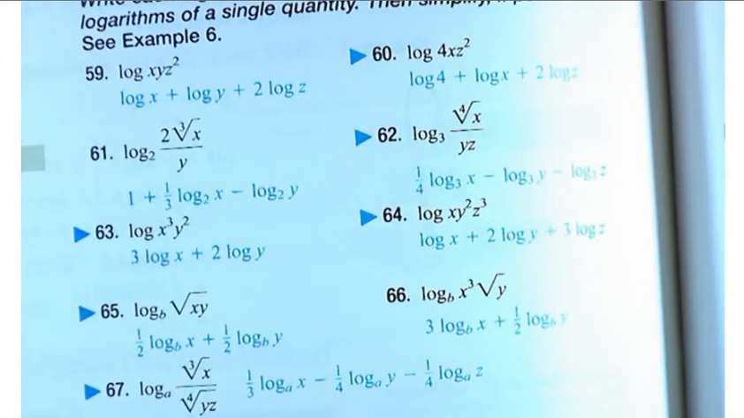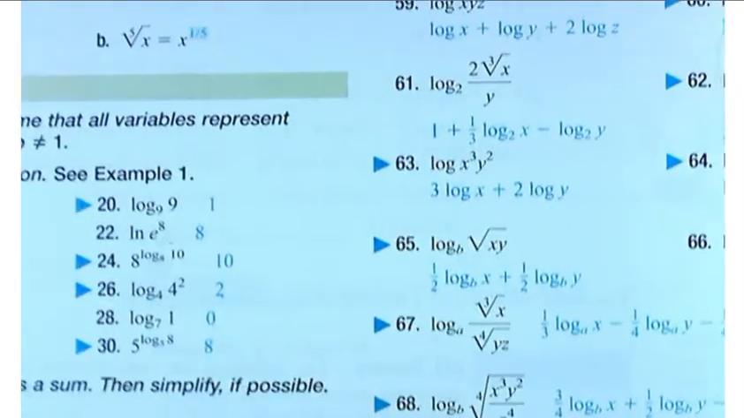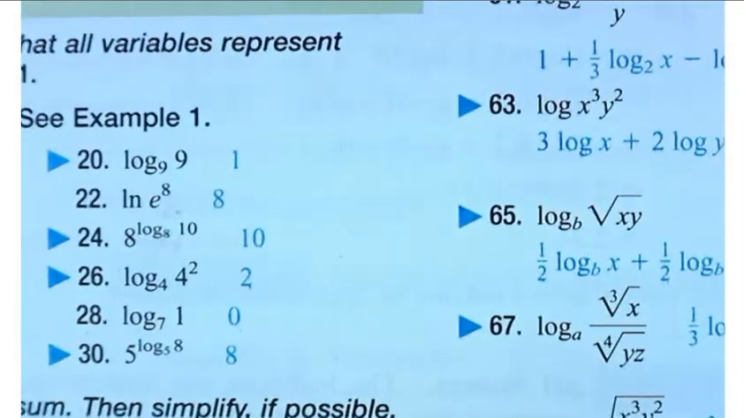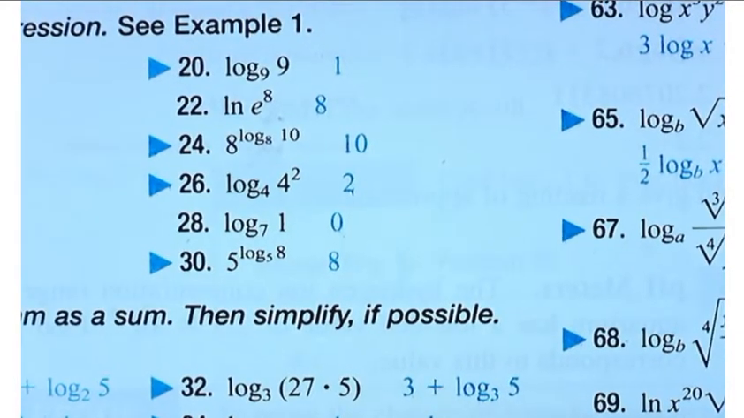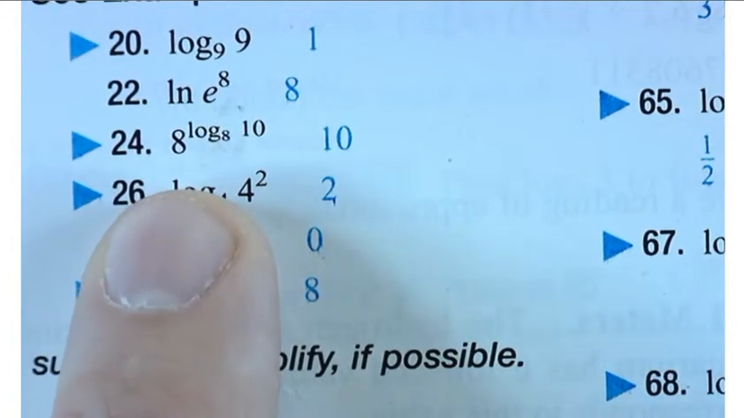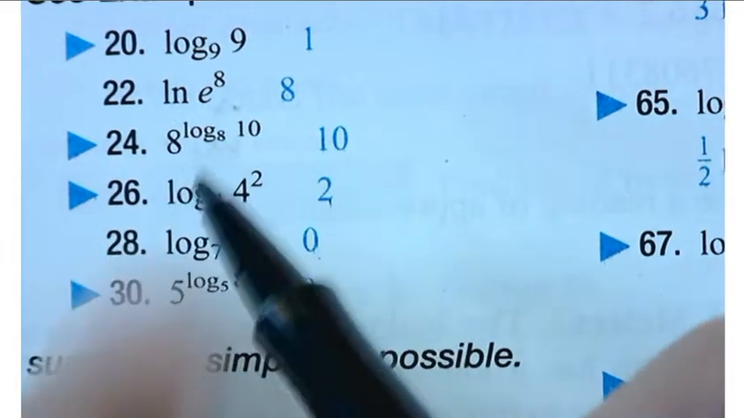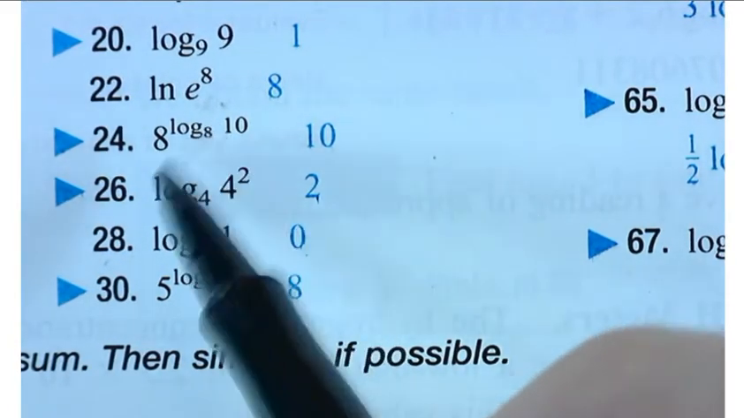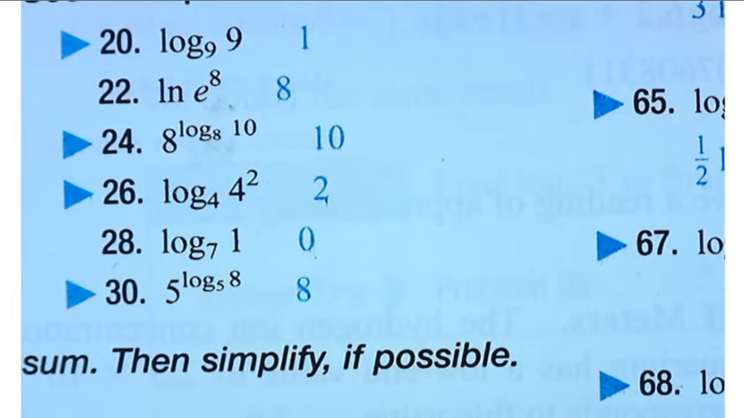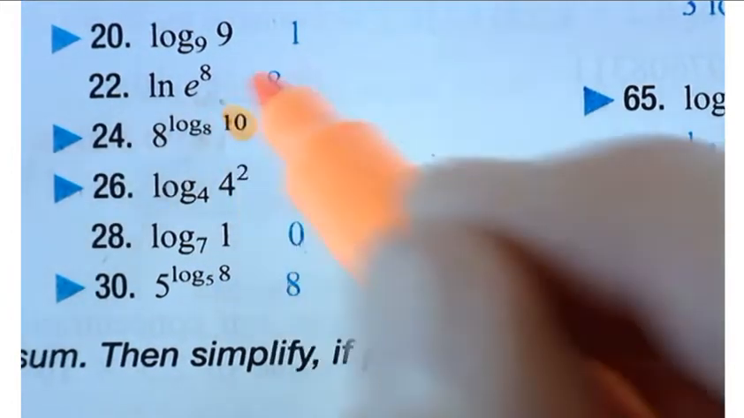A couple other ones that you might look out for from this section as well. Problems like 24 and 26. Now these are some special properties of logs that are kind of useful when you run into them. Let's start with problem number 24. You've got 8 to the log base 8 of 10. The logarithm and the exponential function are opposite of each other. When you do 8 to the log base 8 of 10, those two operations cancel each other out.